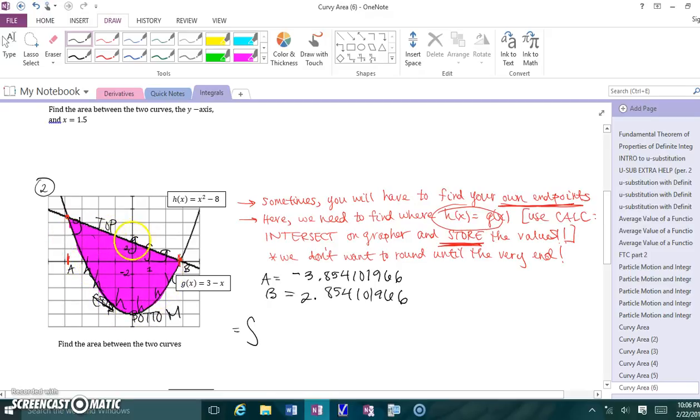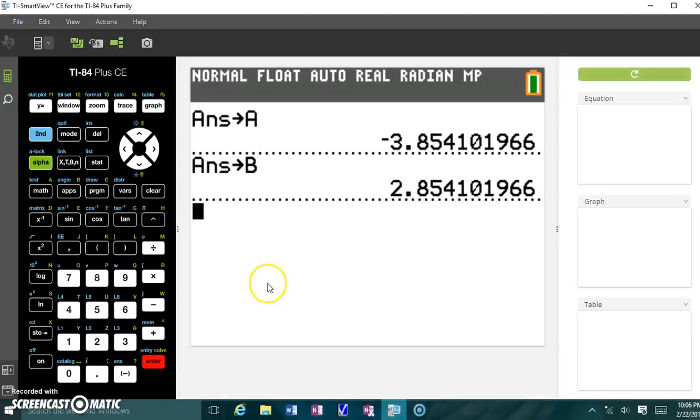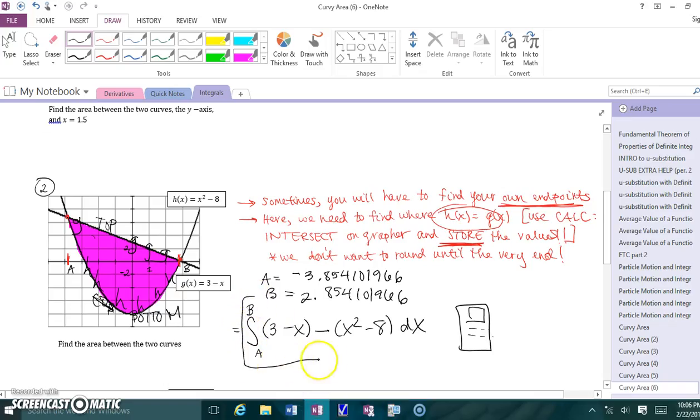So I need to do G, well, first of all, let's say from A to B, and I'm going to do 3 minus x minus the bottom curve, which is my parabola, x squared minus 8 dx. So go on your calculator and type this in. So you're going to go here and you're going to go to Math 9. Type in your thing you want to find, and I want you to get an answer rounded to 3 decimal places.